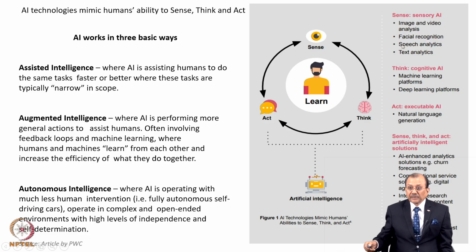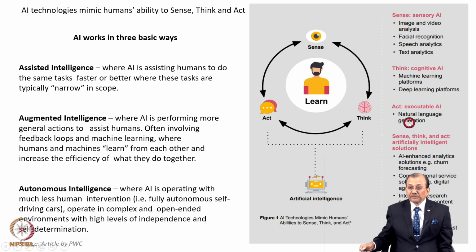And there is cognitive AI, where human-like intelligence is shown by AI systems or AI software. That is machine learning platforms, which we have learned, predictive analytics, etc. These are part of cognitive AI. And then executive AI. When we ask AI, like Alexa, we ask Alexa, you do this or you play this song.